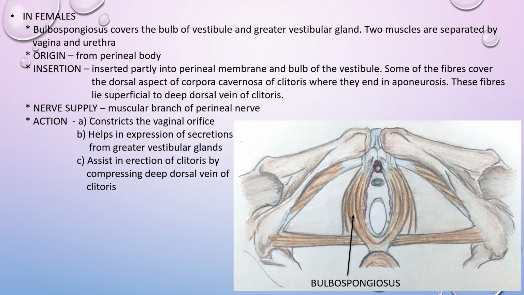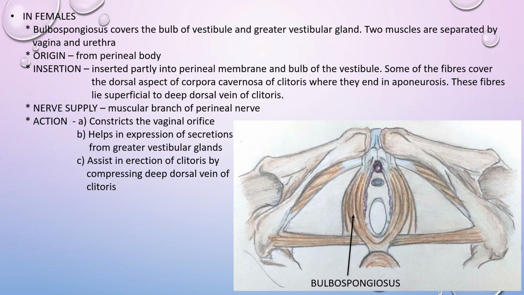This muscle originates from the perineal body. Insertion. This muscle gets inserted partly into perineal membrane and bulb of the vestibule. Some of the fibers cover the dorsal aspect of the corpora cavernosa of clitoris, where they end in aponeurosis. These fibers lie superficial to deep dorsal vein of clitoris. Nerve supply by means of muscular branch of perineal nerve.